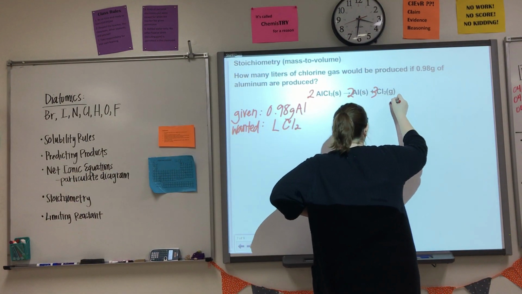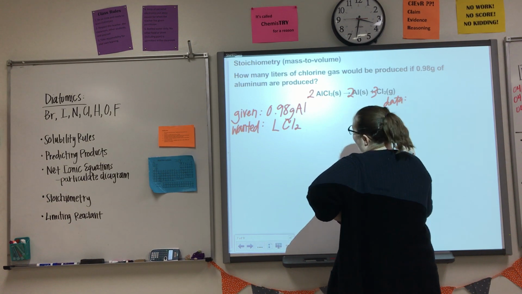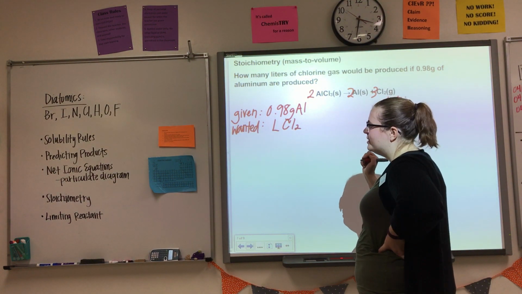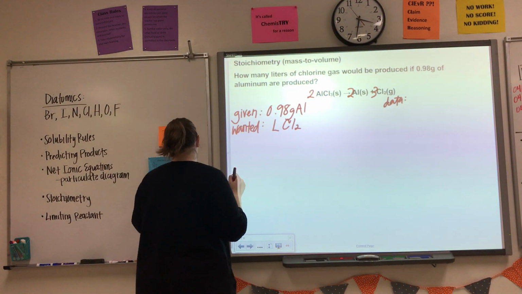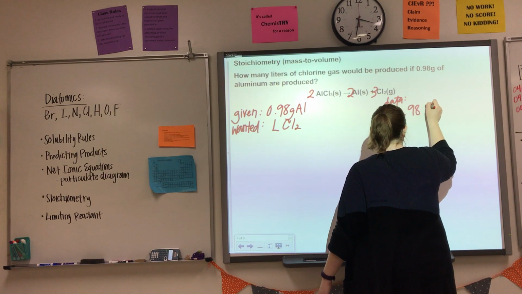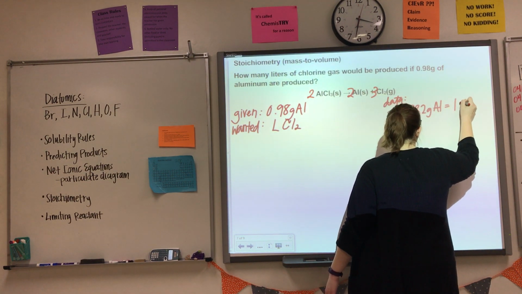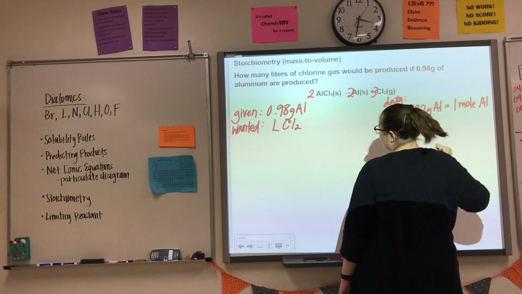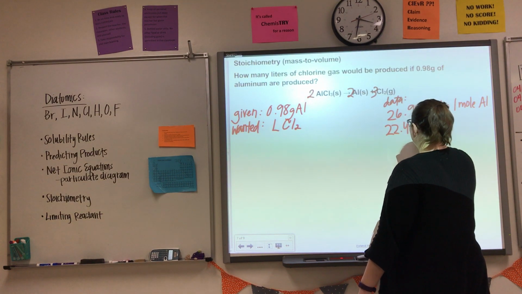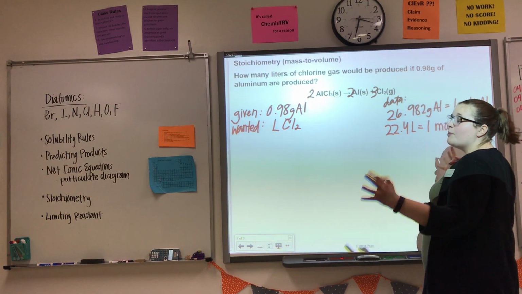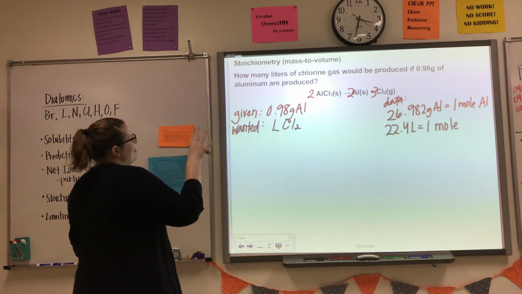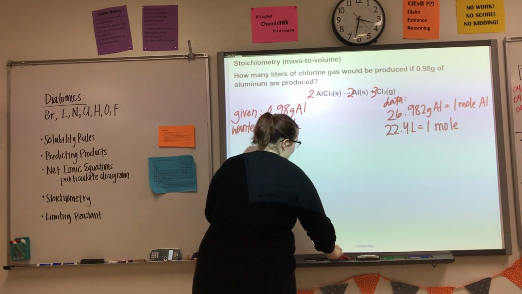So, I need some data in order to solve this problem. I have grams of aluminum, and I need to figure out how to convert that to moles, and I can do that with my molar mass. I'm pretty lucky this time because the molar mass of aluminum is just what the periodic table tells me. So that's going to be 26.982 grams of aluminum is equal to 1 mole of aluminum. All right, I have liters of chlorine, and I'm going to want to get that to moles. Good thing I know that I can use 22.4 liters is equal to 1 mole. Because we're going to assume all of our problems are at STP if we're going to have a gas involved right now. Okay, have all my data. I have my given and my wanted. I can go ahead and set this up.